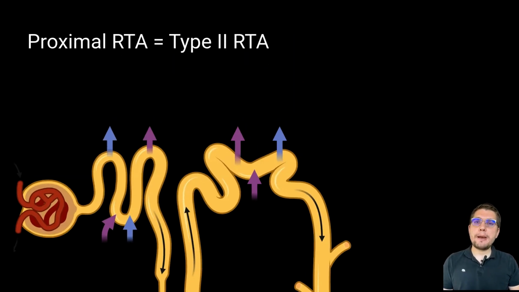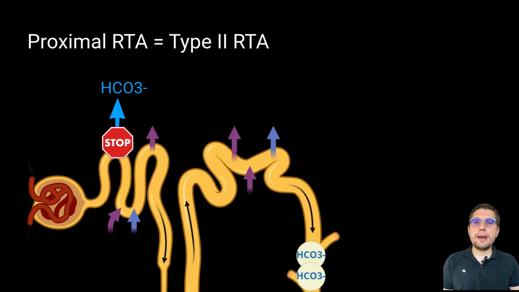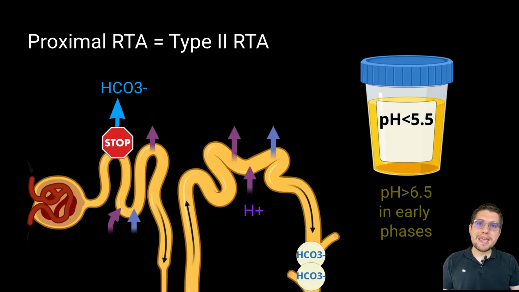First, we have proximal RTA, also called type 2 RTA. In this disorder, there's impaired bicarbonate reabsorption in the proximal tubule, leading to bicarbonate wasting. However, the distal nephron can still acidify urine normally by secreting hydrogen ions. So urine pH is typically less than 5.5, but it may be above 6.5 in early phases when the body did not have enough time to compensate for the urinary bicarbonate loss.